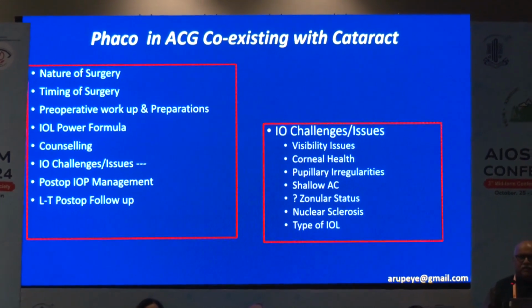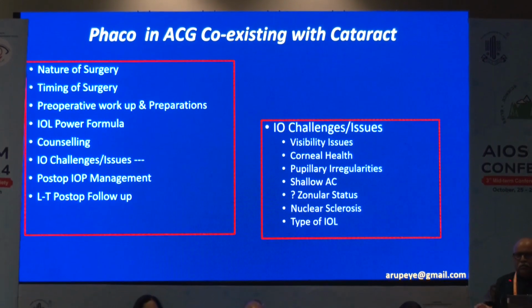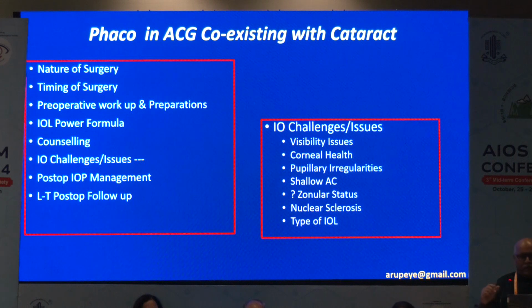So basically, these patients require a more concerted workup. First, we need to take a call on what type of cataract surgery you're going to perform. At what time would you like to perform the surgery, particularly if the patient is just after an acute episode. Preoperative workup and preparations differ significantly from routine cases. The IOL power formula also plays an important role, particularly if you're dealing with short axial length eyes. Counseling is of paramount importance, and it will become clear as I go on with my presentation. There are intraoperative challenges and issues which are additionally faced here.